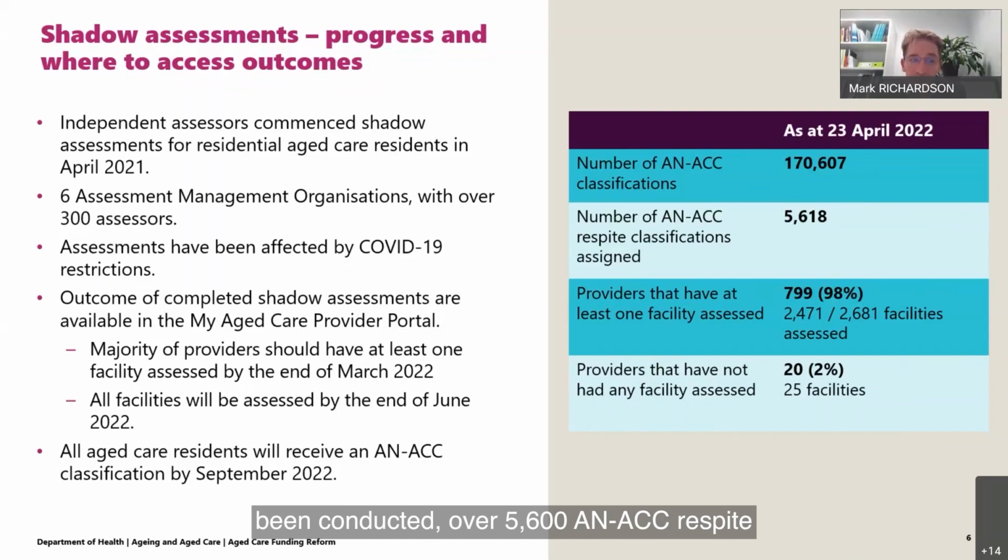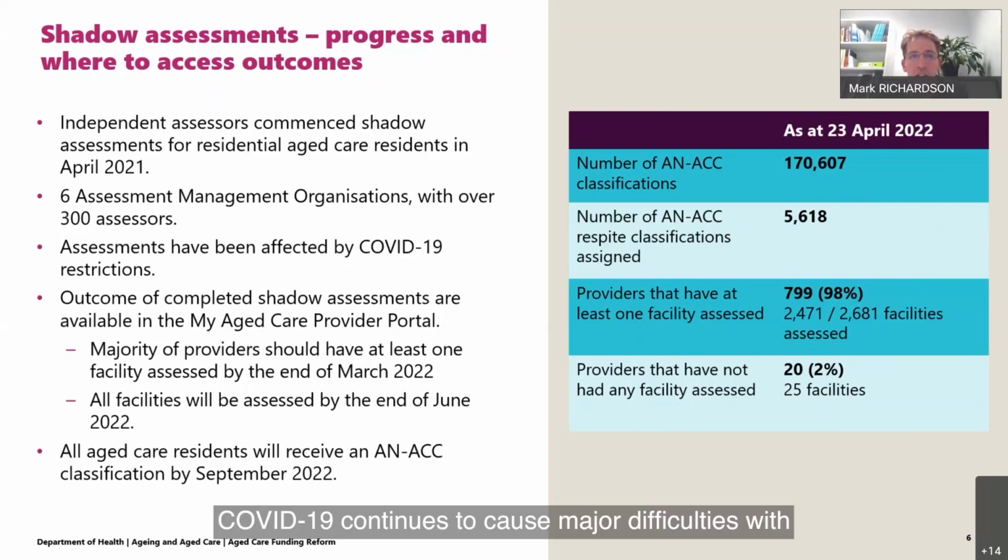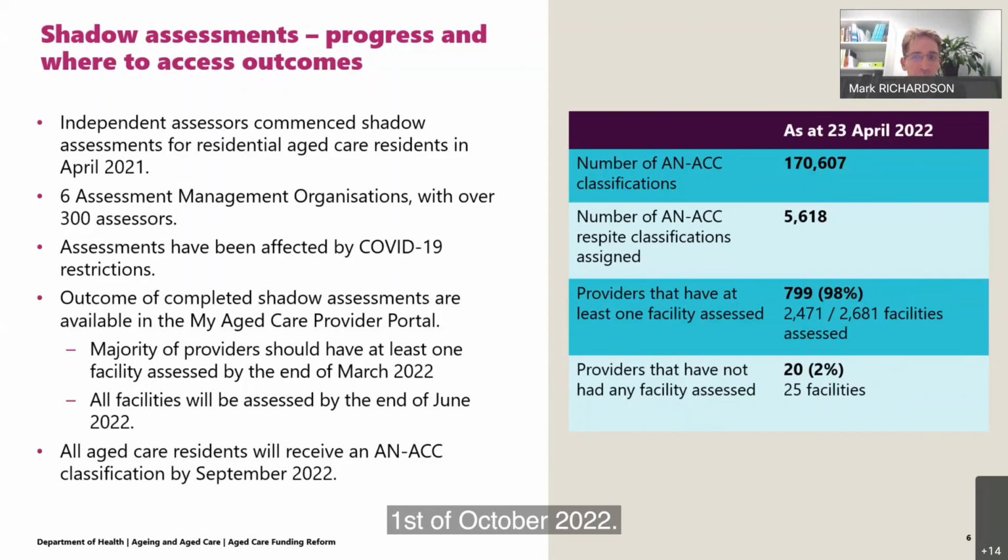Over 5,600 AN-ACC respite classifications have been conducted. And almost 800 providers have had at least one facility assessed. That is around 2,470 facilities out of around 2,680. COVID-19 continues to cause major difficulties with access to facilities and has slowed our progress down. However, we believe, based on current progress, that we'll have completed all shadow assessments by the end of June, well before the AN-ACC go-live date on the 1st of October 2022.